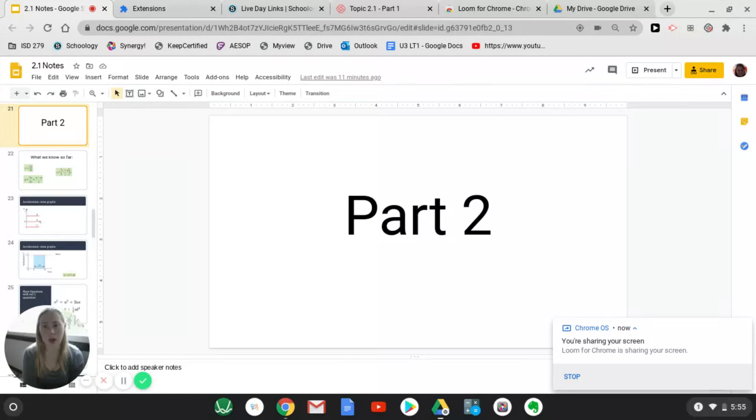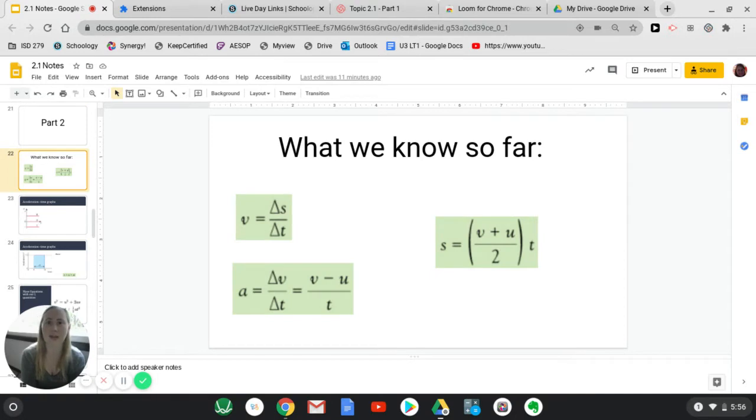Welcome to part 2 of 2.1, study of motion. So, what do we already know? We know the definition of velocity and the definition of acceleration come from our distance versus time and velocity versus time graphs. We have two equations for them. They won't show up in your data booklet, but they are important to know.